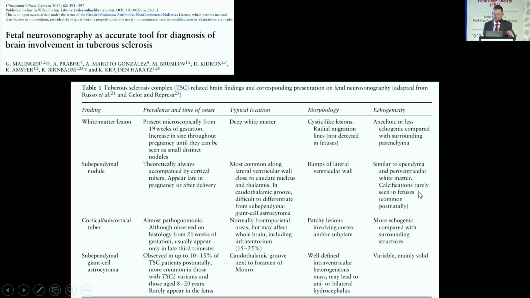Sometimes you can see calcification, but it is difficult to diagnose. The cortical subcortical tubers are the ones that I showed you, these big patchy white echogenic lesions, and subependymal giant cell astrocytoma.